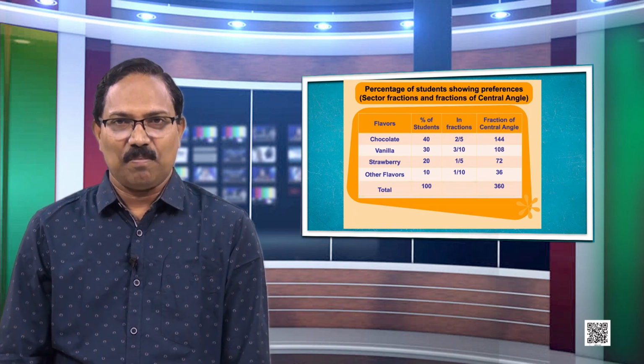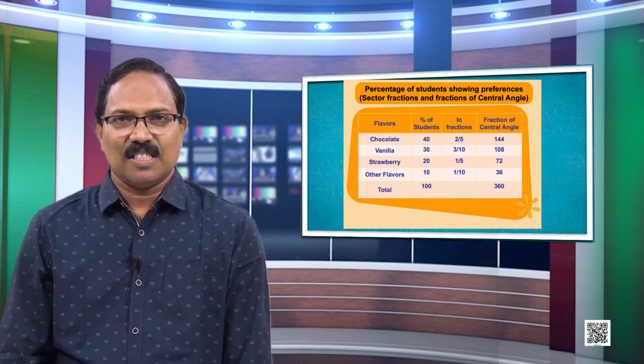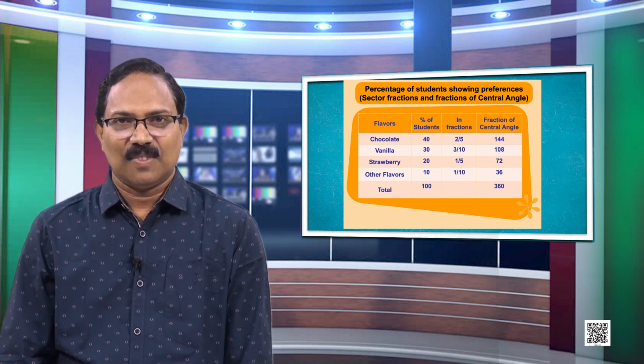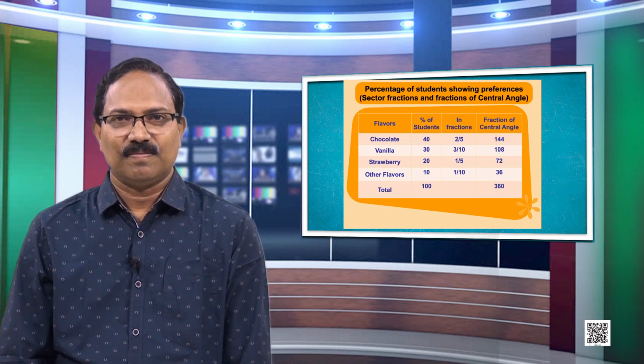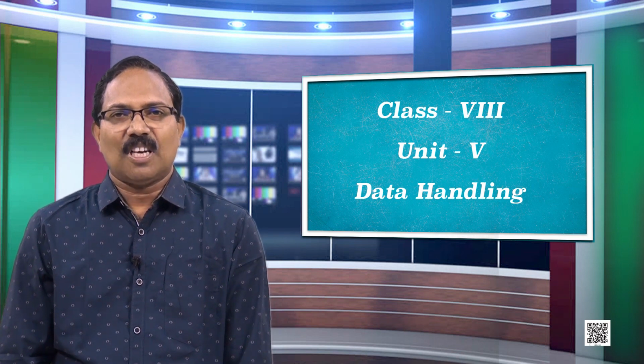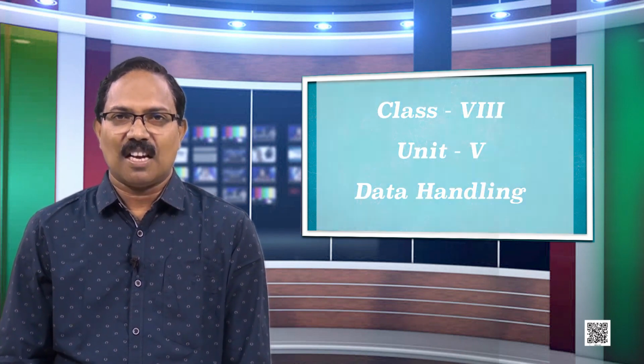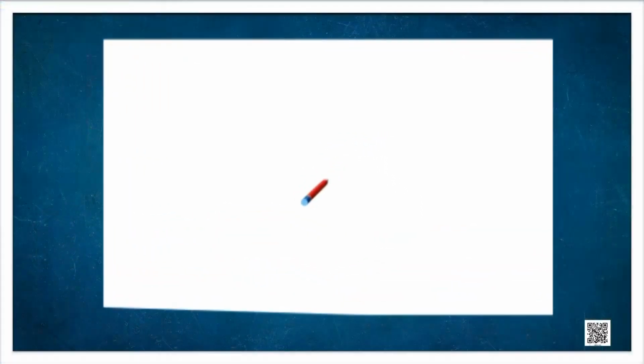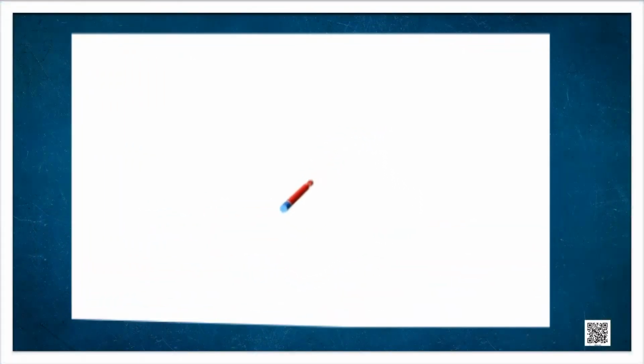Now, we need to represent these degrees as sectors in a circle. So, how do you go about it? The first step in drawing a pie chart is to draw a circle with an appropriate radius. In this case, let us draw a circle with 5 centimeters as its radius and represent the radius as OA.